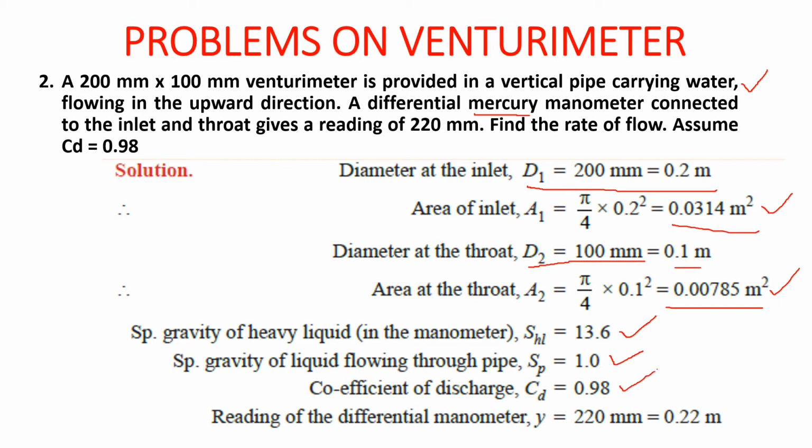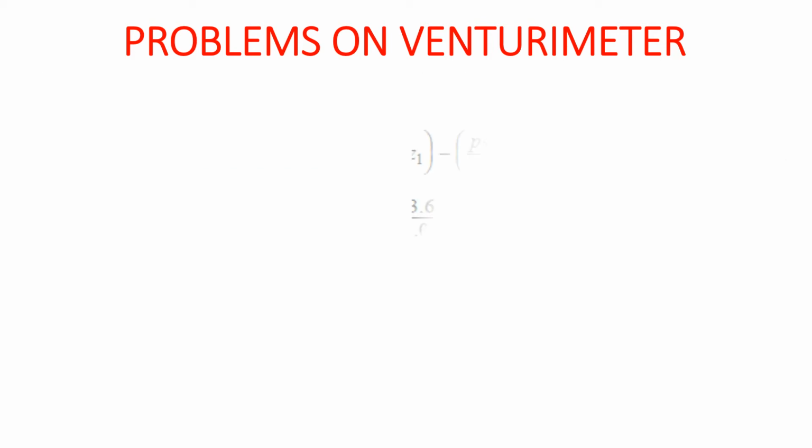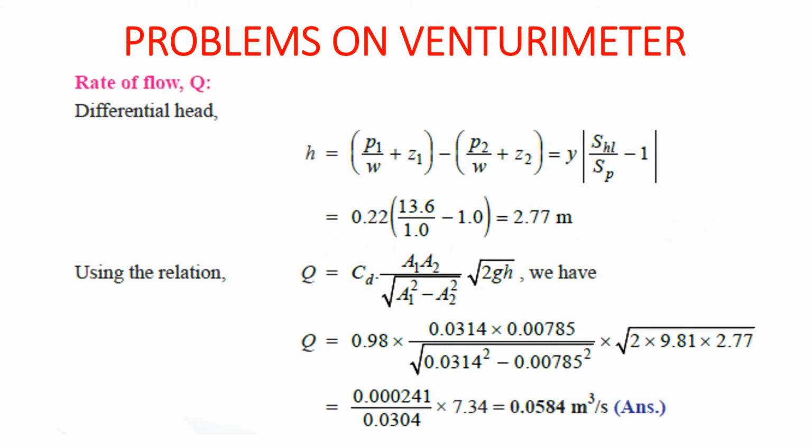Coefficient of discharge CD is given to us as 0.98. Then reading of the differential manometer, that is Y, is 220 mm. So therefore it is 0.22 meters. So all these parameters are given to us and we have calculated the area at inlet and area at throat. Okay. Now let's go to the next slide for the solution of this problem.